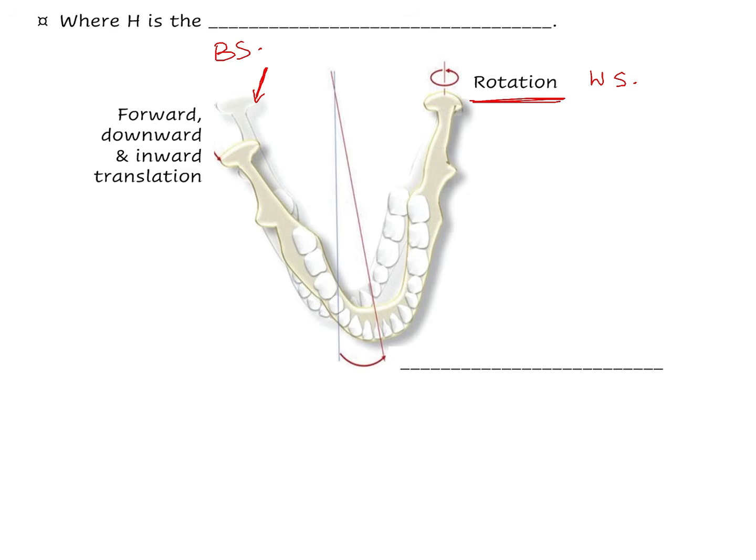Okay, so this is the original plane of the condyle, and this is after the movement. So the crossover of this is called the Bennett angle.